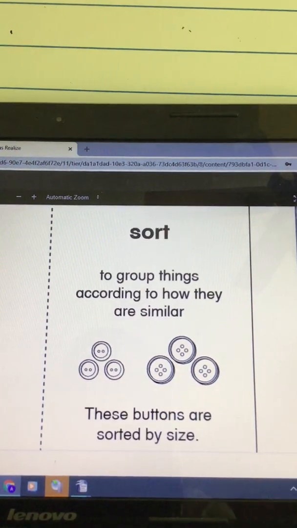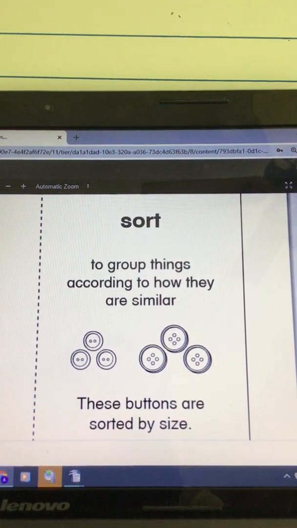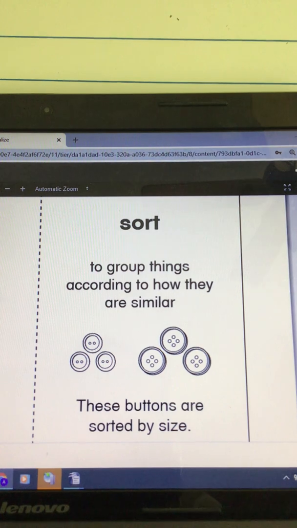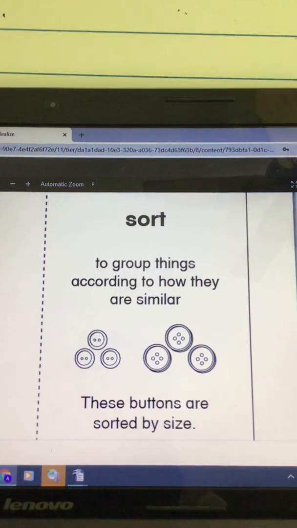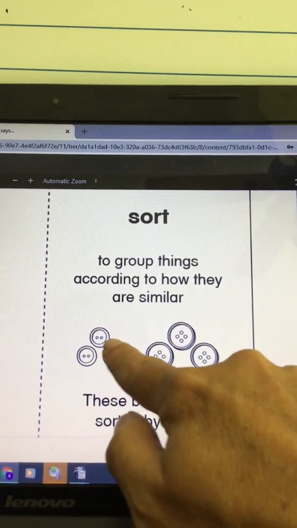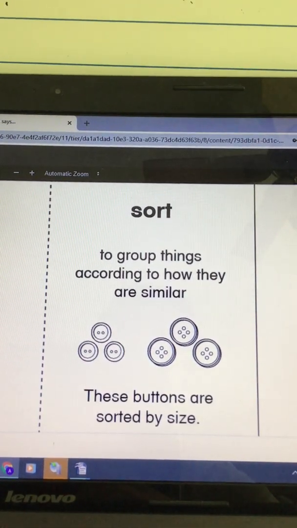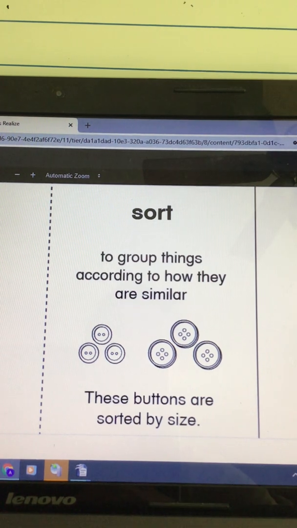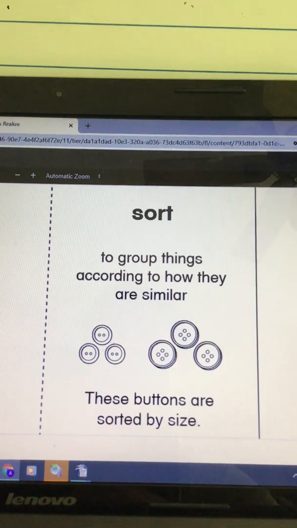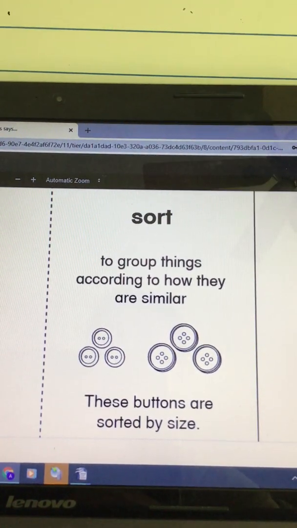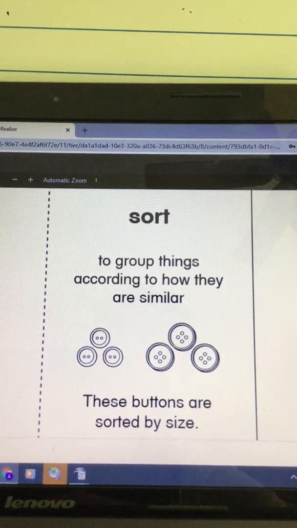Sort. Sort is a verb. It means to do something. When you sort, you group things according to how they are similar. So that means how they are alike or what is the same about them. These buttons are sorted by size. So they put all the buttons that were the same size together and all the buttons that were the same size together. You can sort by color. You can put all the red together, all the green, all the blue, all the yellow. You can sort things by shape. You can sort things by size. There are all different ways to sort things. When you sort something, you are putting it together by how they are alike or what's the same about those things.